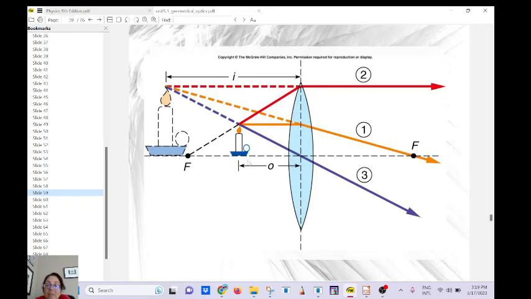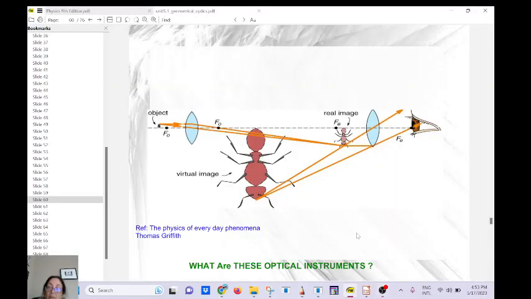That distance here is called the distance of the object. That distance here is the distance of the image. And in that case, that distance is negative. So here I get a virtual image, erect, and you cannot see it on the screen. The only way you can see it is if you use your eye as an optical instrument, or if you put another lens here.